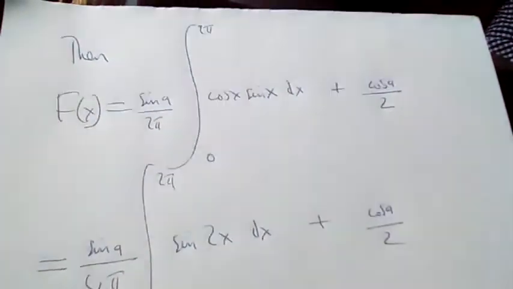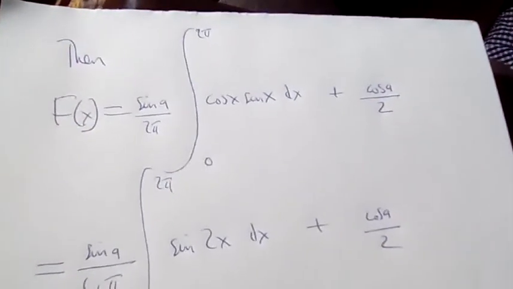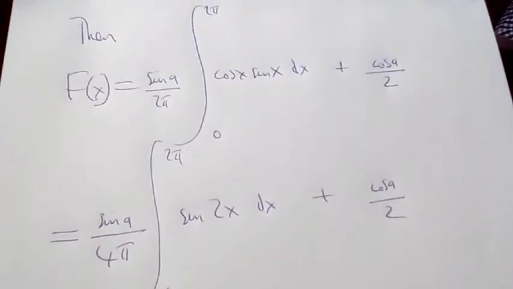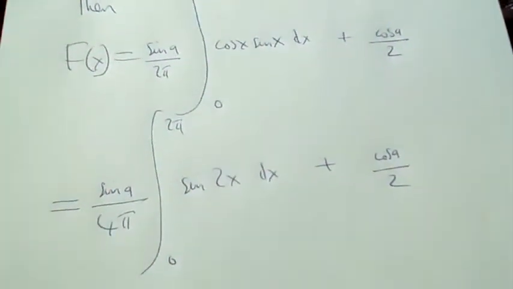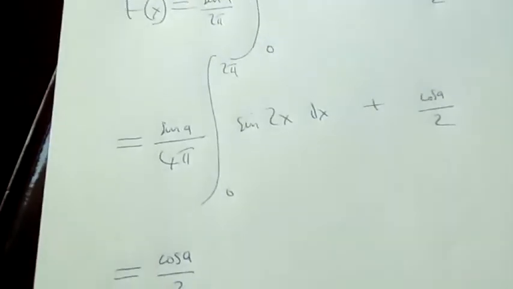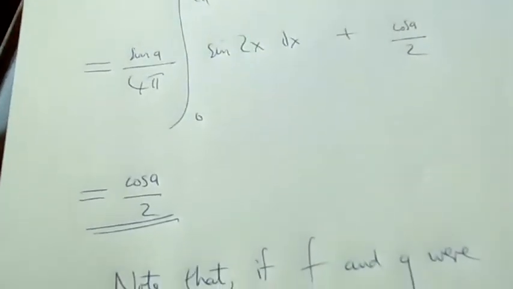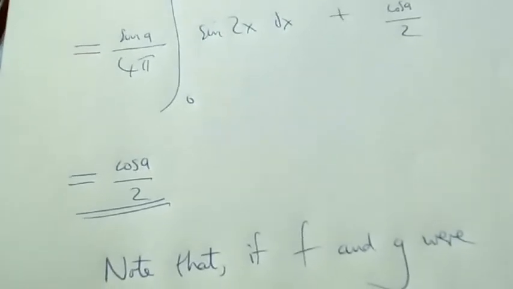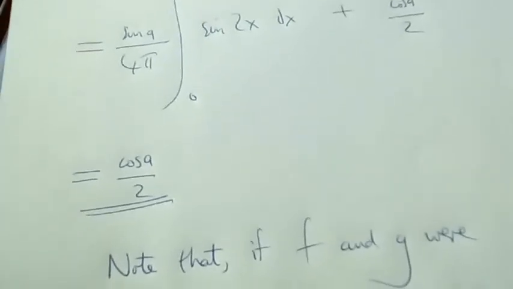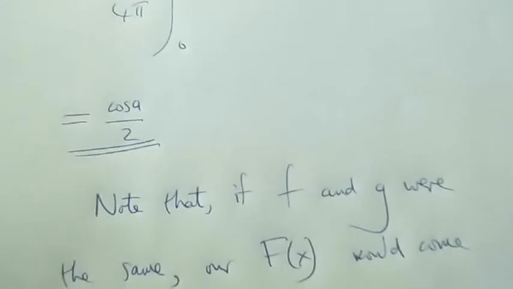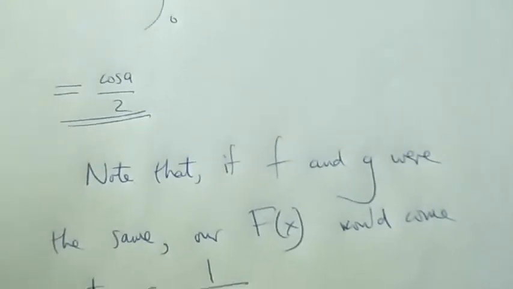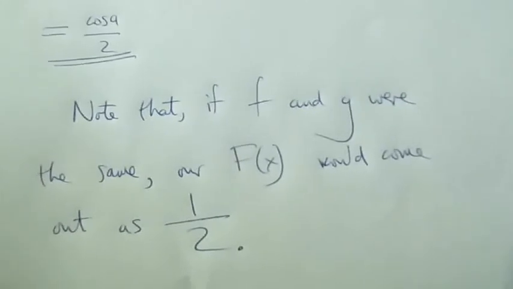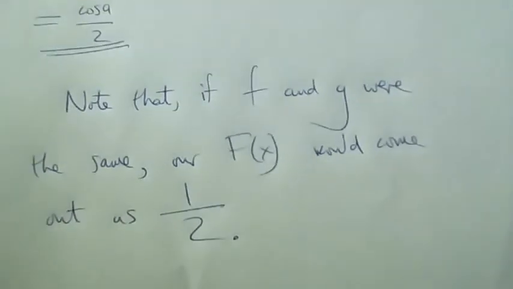Then big F of x is equal to the following. F of x, big F of x, is equal to cos a upon 2. Note that if f and g were the same, our big F of x would come out as a half.